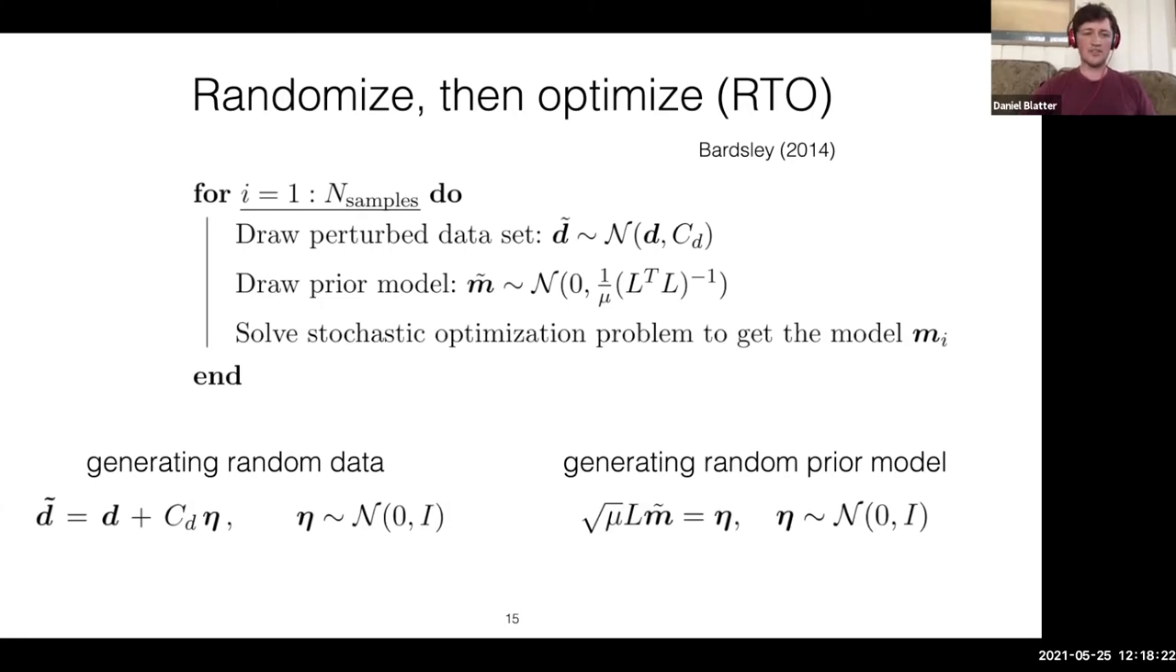Just a couple of housekeeping points. Generating those random data sets, D tilde, is very simple. It's just D plus C sub D times eta, where eta is a vector of random noise with the same size as your data. And then generating that random prior model is slightly more complicated. You have to solve that least squares inverse problem, but it's a linear least squares inverse problem, so it's very simple. Where eta now is a vector of random noise again, but that has the same size as the model. And you can do this in a constrained manner, a constrained least squares solve, such that M tilde is obligated to follow some bounds that you set on the physical properties, because M tilde has the same physical units as the model does, ohm meters in this case, for electrical resistivity.